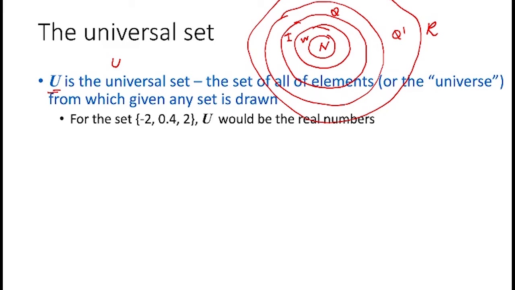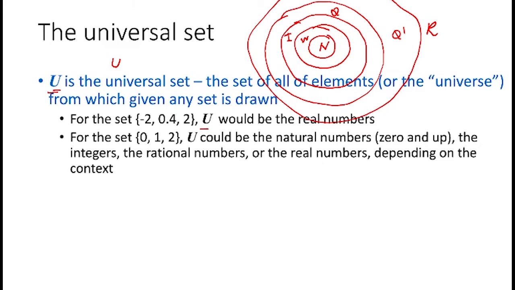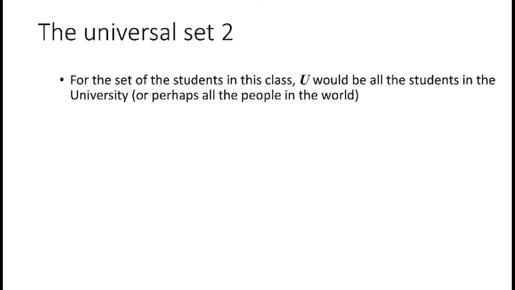Like in the set with -2.42, this U would be the real numbers. In the real numbers, each and every number, -2.42, everything is coming. But if I'm saying 0, 1, 2, they may be contained in whole numbers, maybe integers, maybe rational numbers, maybe real numbers, maybe complex numbers. So it can contain each and everything. So we have to define the universal set so that it must contain each and every element, right?